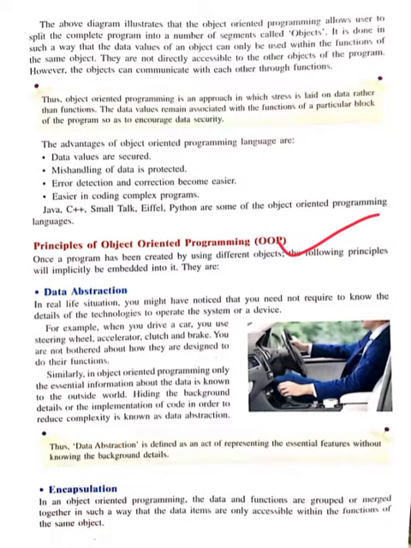Now next, principles of object oriented programming, short form is OOP. First is data abstraction. Data abstraction is defined as an act of representing the essential features without knowing the background details.